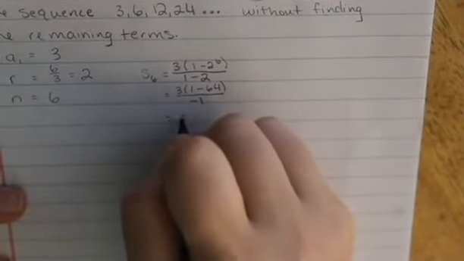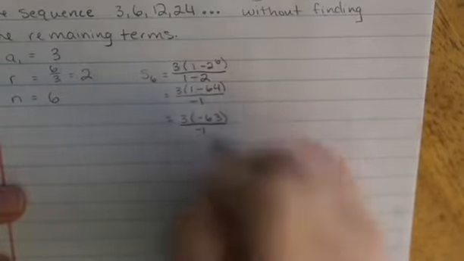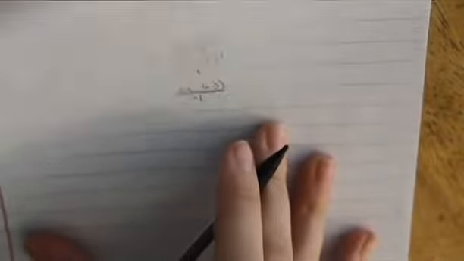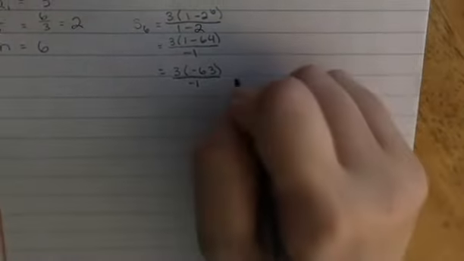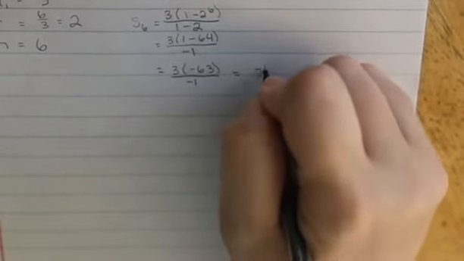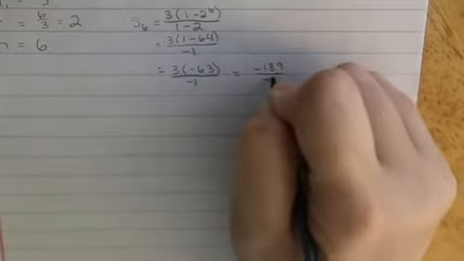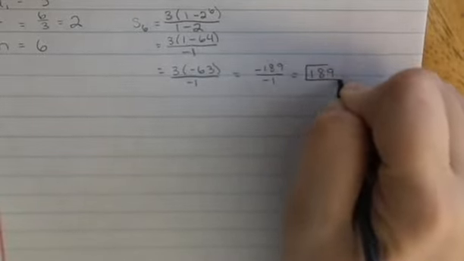So I've got 3 times negative 63, because 1 minus 64 is negative 63, and all of that is going to be divided by negative 1. My fan is blowing my paper all over the place. So 3 times negative 63 is negative 189, and we're dividing that by negative 1, which gives us a positive 189. Okay?